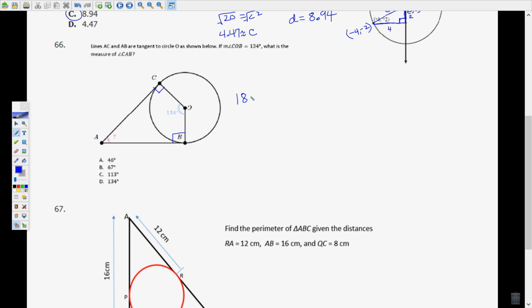You just subtract 180 minus 134, since they are supplementary angles, and that gives you 46 degrees. So that is A. Another way to find that is to find these arc measures. You still get 46 degrees.